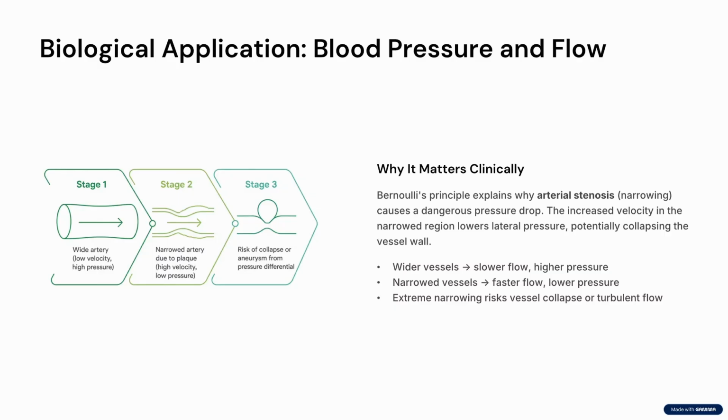It is wild that a clogged pipe wouldn't have high pressure right at the clog. Because the speed is so high, it effectively creates a low pressure zone that sucks the walls inward. It's very counterintuitive until you see the math.